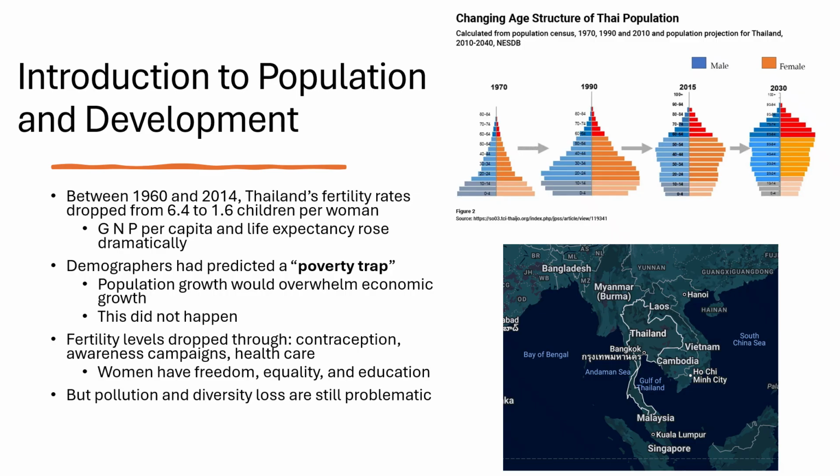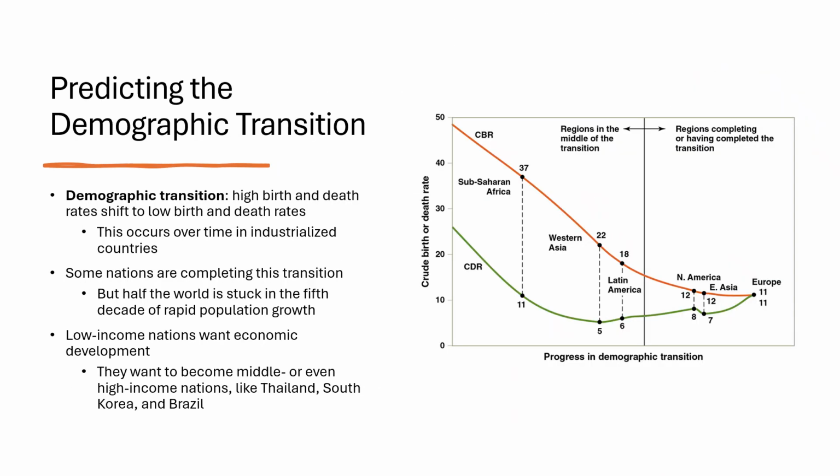Thailand is still facing a lot of issues with pollution and diversity loss, but overall, this country has been transitioning from phase 2 to pretty much phase 4 in about 40 years. So demographic transition, when you go from high birth rate and death rates, and then you go all the way down to low birth rate and death rate, this does not happen fast. It's not a fast process.